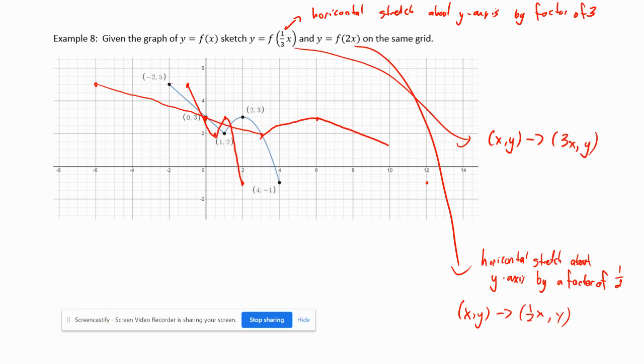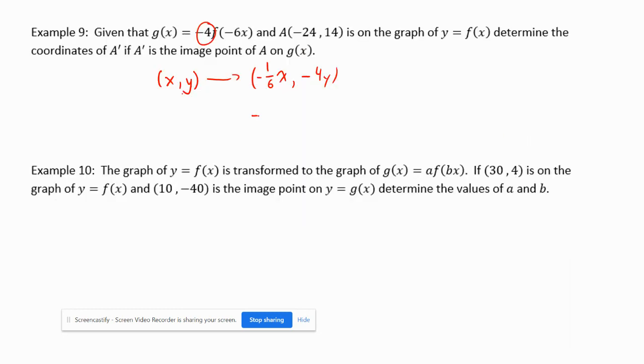Okay, so therefore, what are we doing to this point? We have -1/6 times our x value of -24, comma, -4 times our y value of 14. -1/6 times -24 is 4. -4 times 14 is -56. Okay, so here's going to be our coordinates for point A prime.